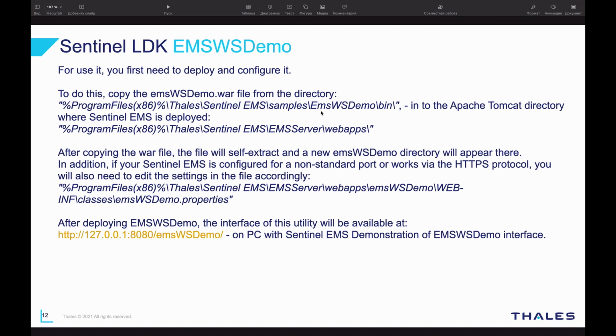To do this, you just need to copy the emsvsdemo.war file from the directory which you can see on the screen into the Apache Tomcat directory where Sentinel EMS is deployed on your machine. After copying the war file, this file will self-extract and a new directory will appear there. In addition, if your Sentinel EMS is configured for a non-standard port or works via HTTPS protocol, you just need to edit the settings in the file accordingly.